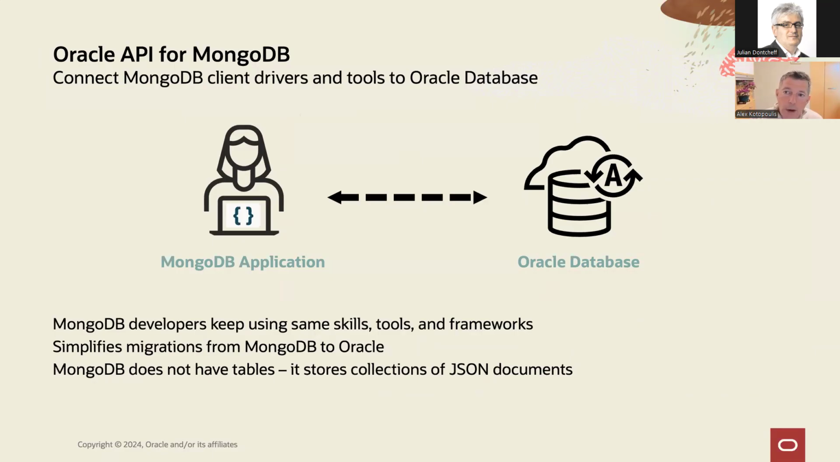What I like about it is that it's super easy to explain. It's protocol level support for the MongoDB API. So you can just use the same applications, the same drivers, the same clients to talk to the Oracle database as if it were a MongoDB database. You don't really have to think about it too much. You've got your MongoDB, but it's actually Oracle.